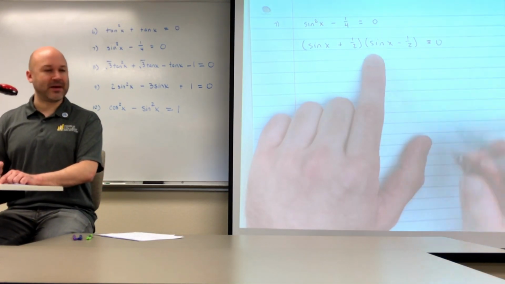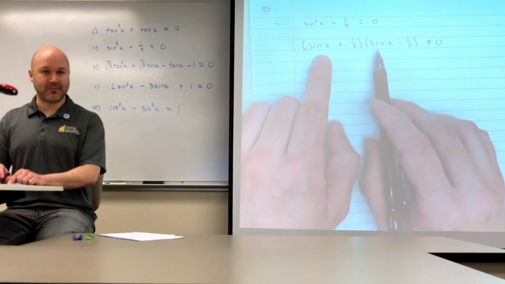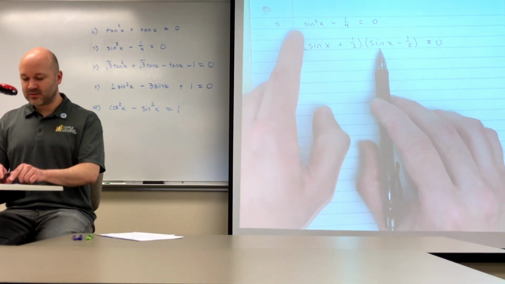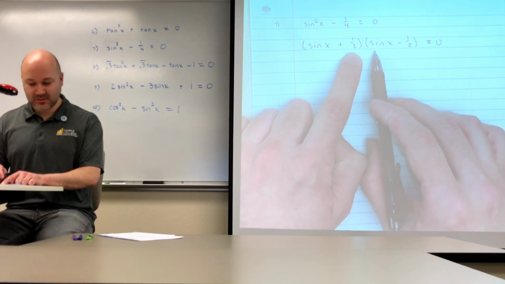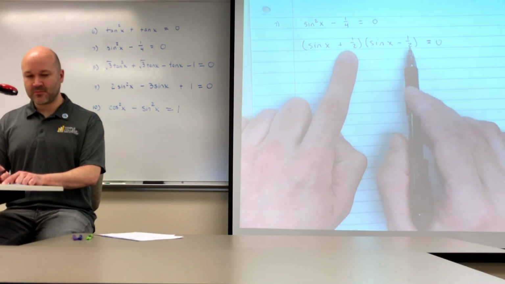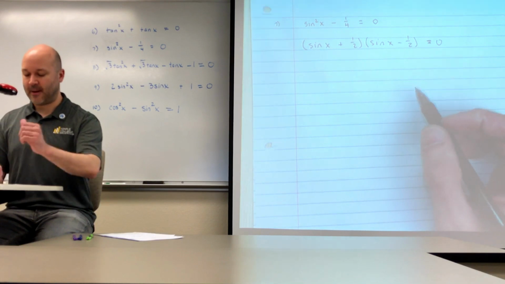I kind of did that in my head real quick. Let me just distribute to make sure. Sine times sine is sine squared. Negative 1/2 of those and a positive 1/2 of those will cancel to 0. And then 1/2 times negative 1/2 is a negative 1/4.